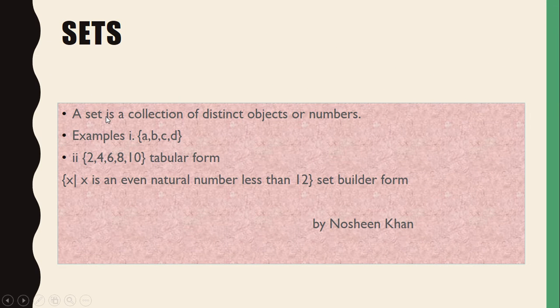Sets. A set is a collection of distinct objects or numbers. Example is A, B, C, D. Another example is 2, 4, 6, 7, 10. This is the tabular form. And the set builder form is x such that x is an even natural number less than 12. Here we can see that all these numbers are the even natural numbers less than 12. So the set builder form is x such that x is an even natural number less than 12.